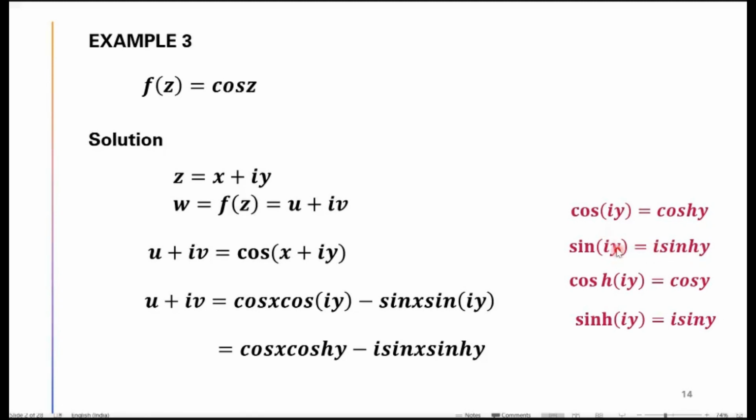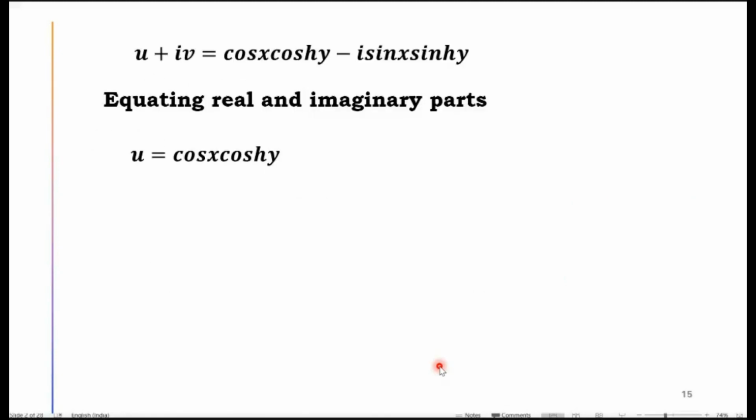A purely imaginary number, when you have it inside sin or cos, then the whole function changes. The cos function becomes cos hyperbolic and the sin function becomes sin hyperbolic, but you have an extra i here. So now equating real and imaginary parts, u will become cos x cos hy and v will become minus sin x sin hy. So if I equate real and imaginary parts, I get u is equal to cos x cos hy and v is equal to minus sin x sin hy.